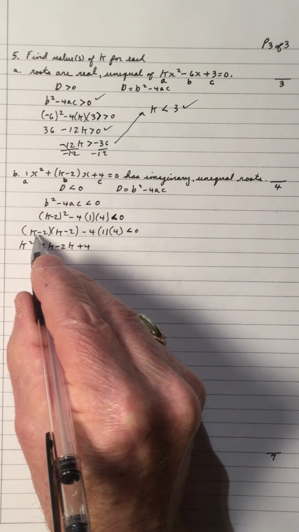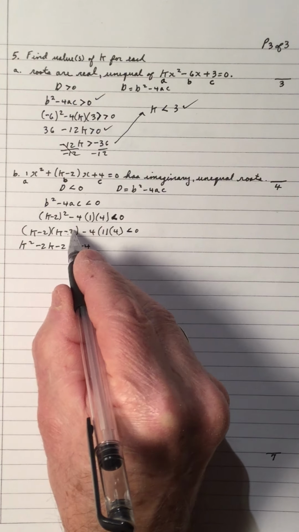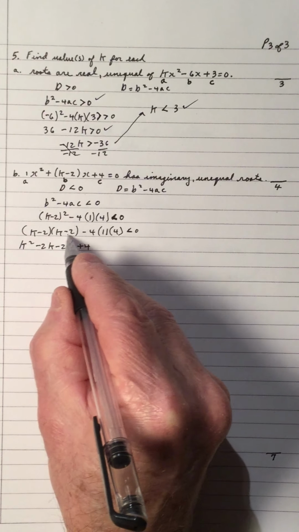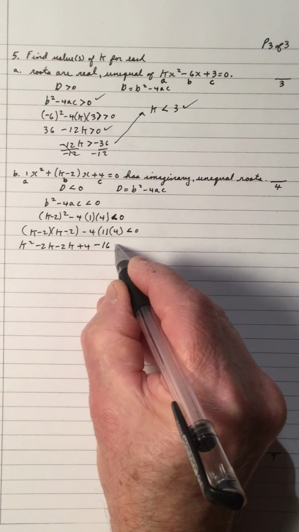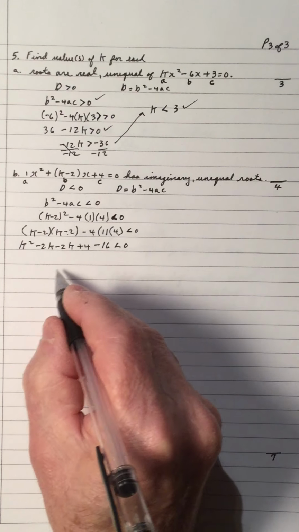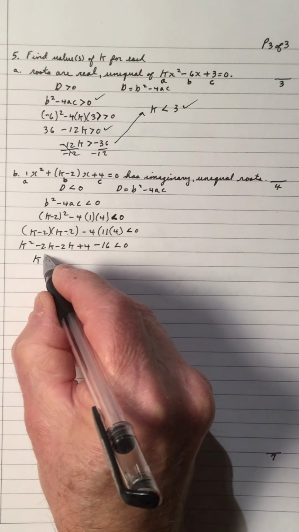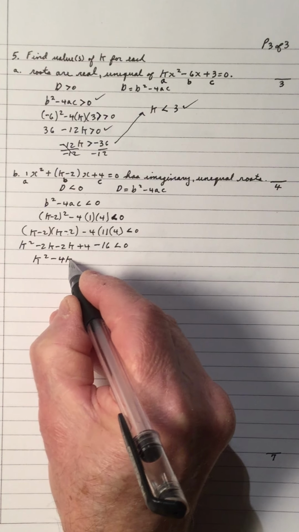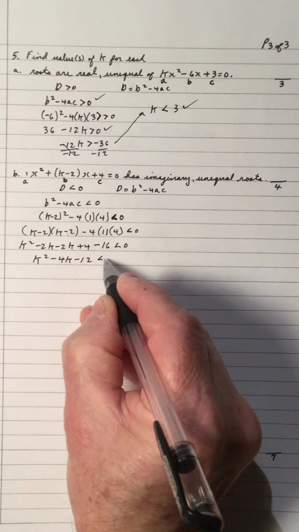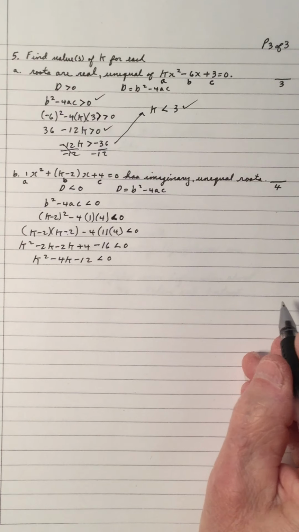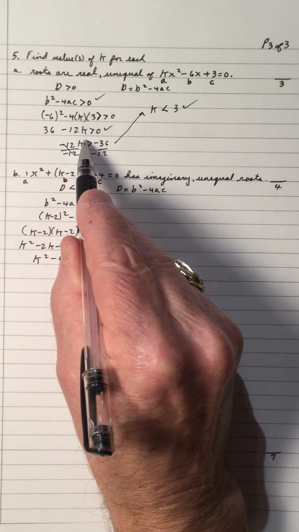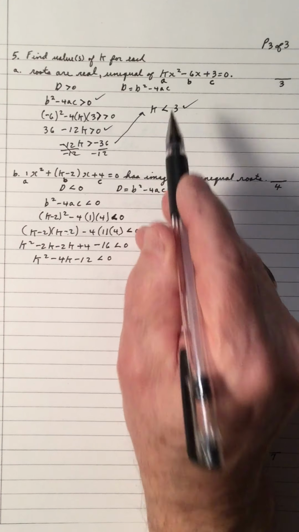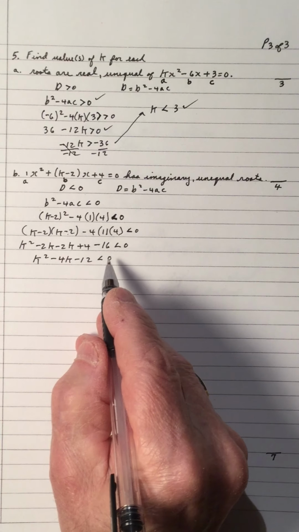So what I did here was FOIL: first, outside, inside, last. And now I multiply next, so I get negative 4 times 1 times 4, which is negative 16. And we simplify the right side: k squared minus 4k minus 12 less than 0. Notice now, up here, I had a linear, k to the 1 power, so there's only one answer. But here I have a quadratic, so I have two answers.